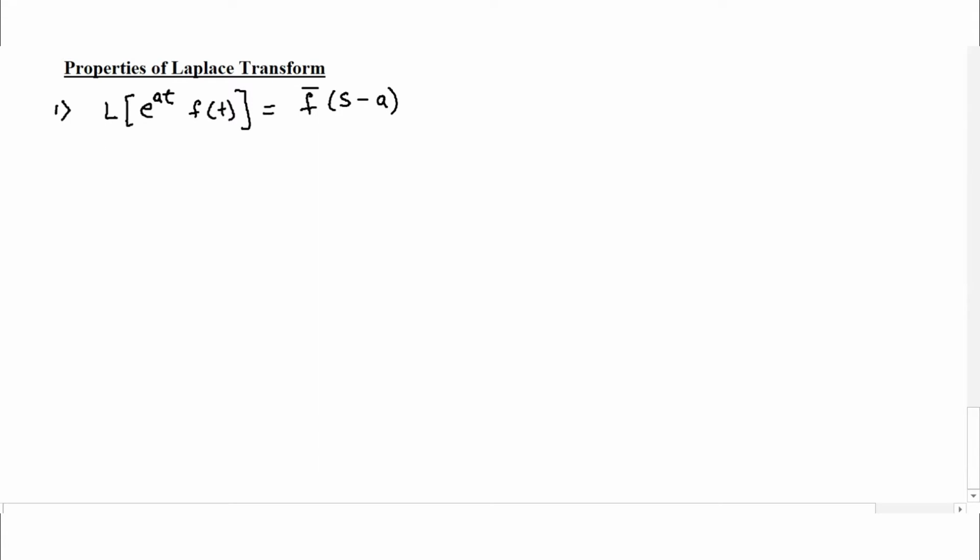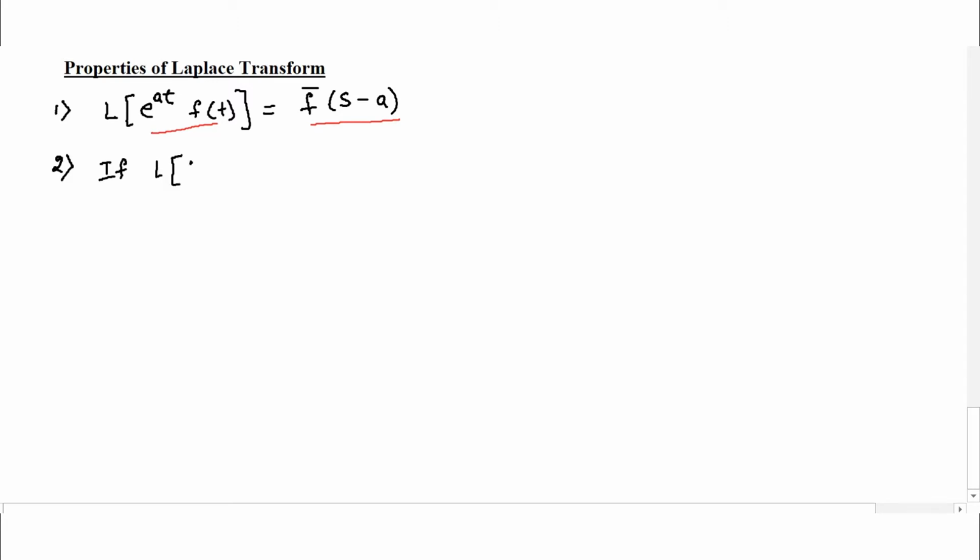In the previous video, we discussed one of the properties: the Laplace transform of e power at f of t is nothing but f bar of s minus a. Today we'll deal with the second property. So let me give the second property.